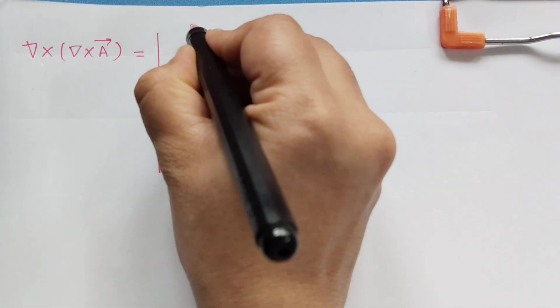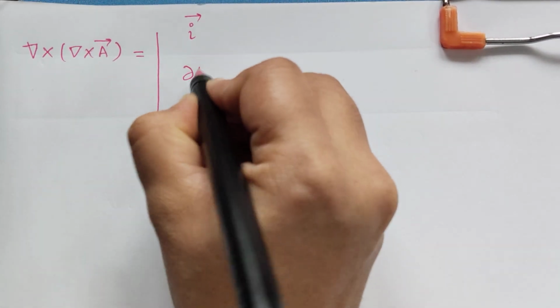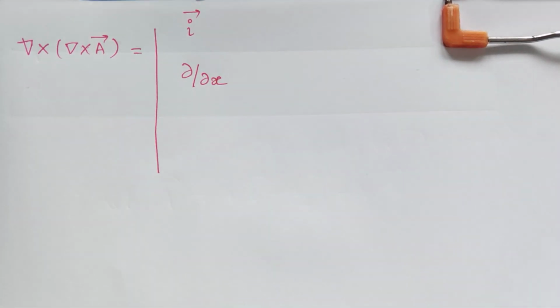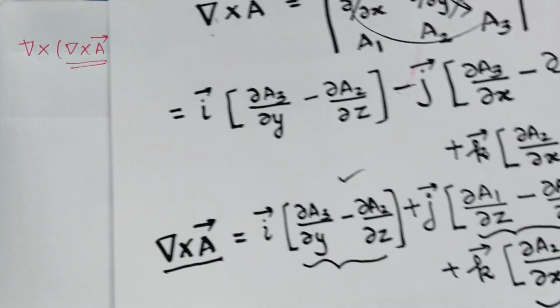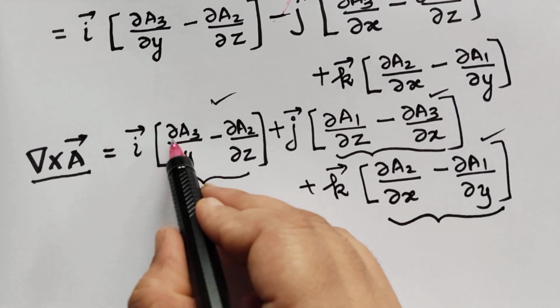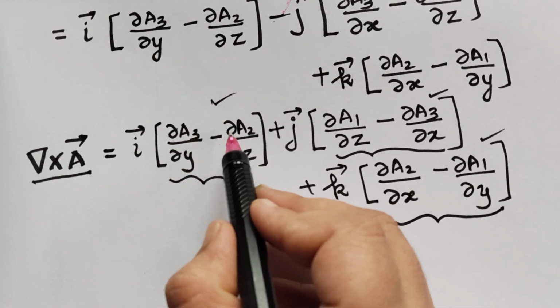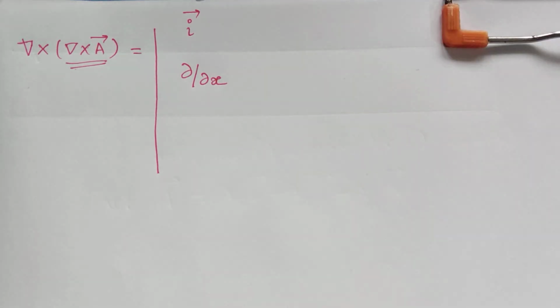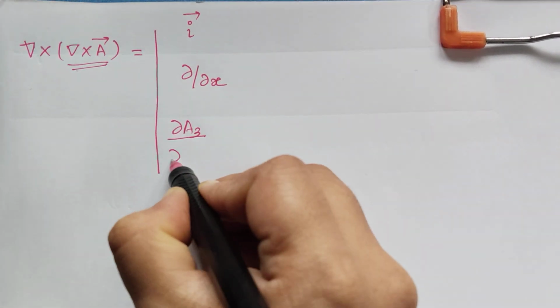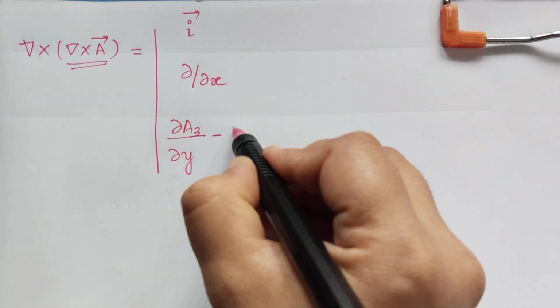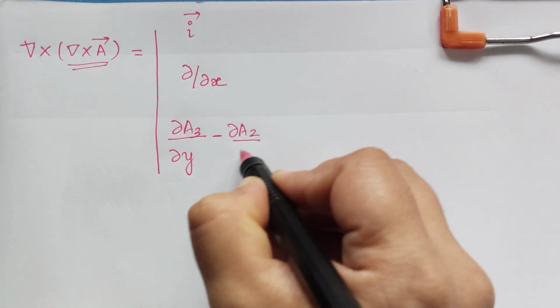So first the i vector, and then we will have dou by dou x. And what is the ith component of nabla cross a vector? Here the ith component is dou a3 by dou y minus dou a2 by dou z. So that we have to write: dou a3 by dou y minus dou a2 by dou z.